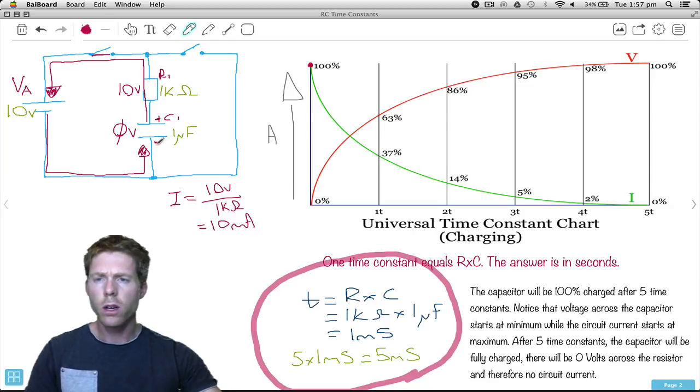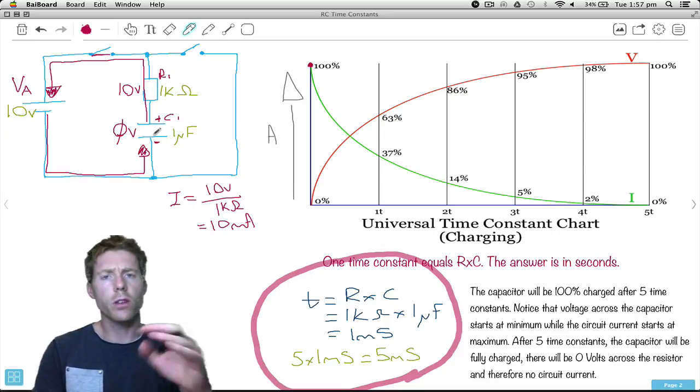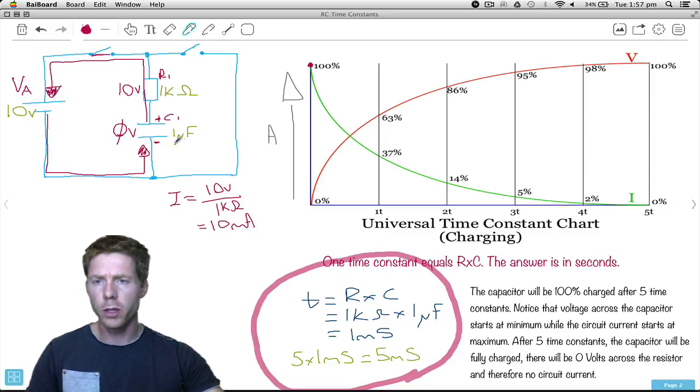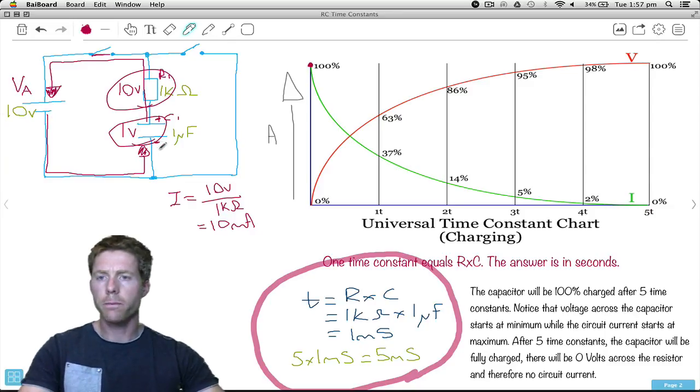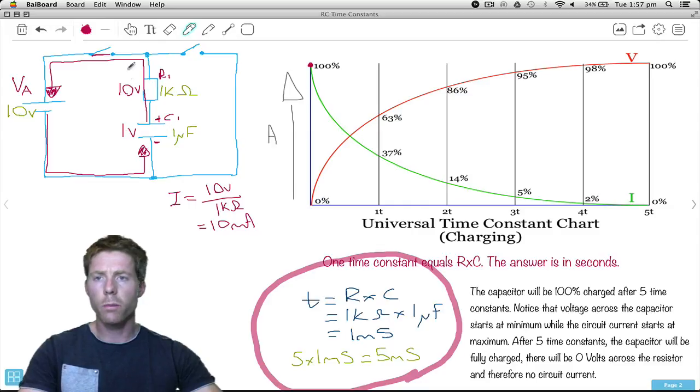So if we're now starting to get a little bit of a difference in potential between the bottom plate and the top plate, we're no longer at 0 volts anymore. So let's say that after a period of time, we get 1 volt across here. This plus this must equal this. If that capacitor now has 1, what must this have now?